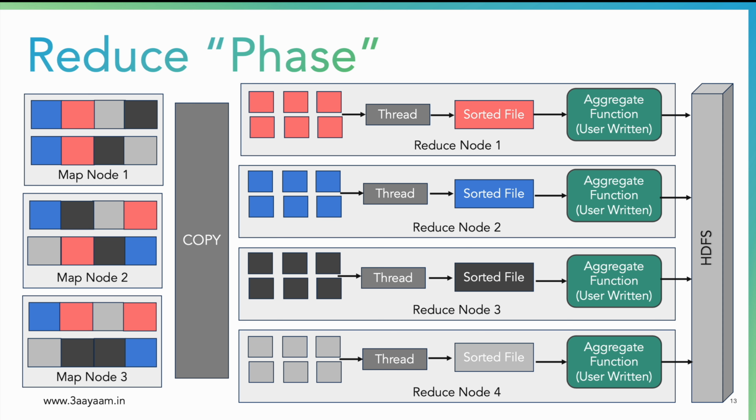Now why does it have to sort, and why does it have to partition based on key? Because the aggregation would happen based on key only. That's why it moves the same keys or the same key ranges to the same reduce node, so that the aggregation logic can be applied on the records collectively. And then finally it is written to the HDFS distributed storage.